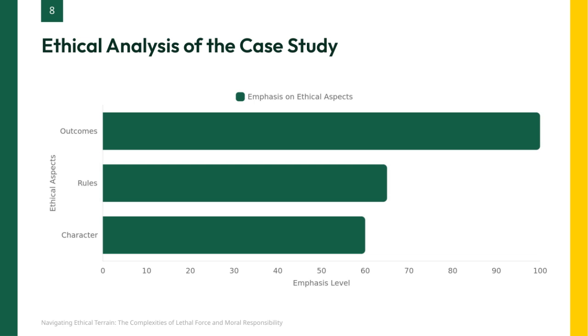It shows that outcomes are considered the most critical factor in this context, but rules and character still play significant roles in guiding ethical decisions.